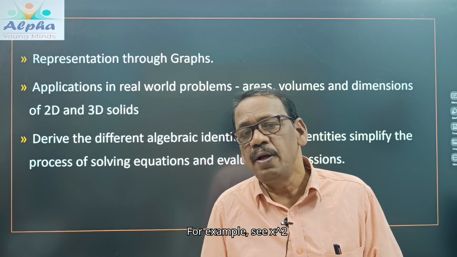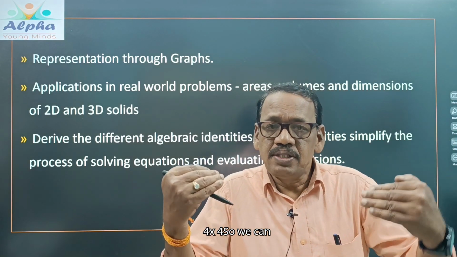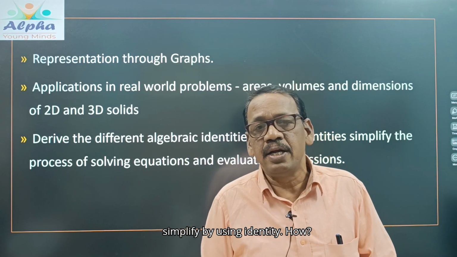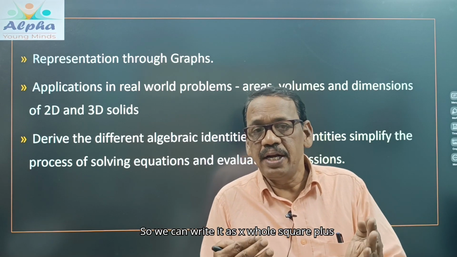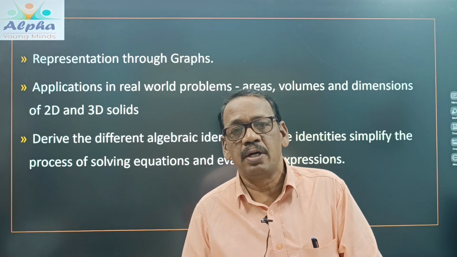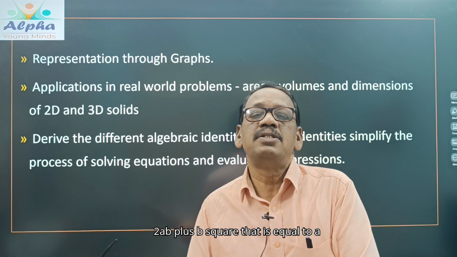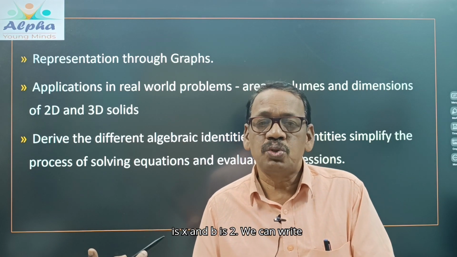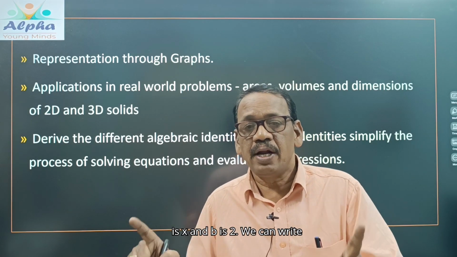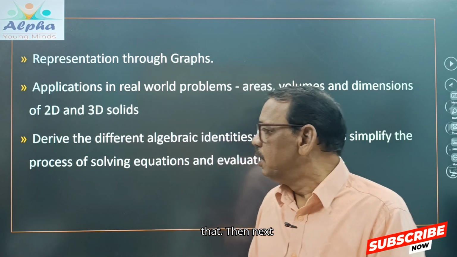For example, see x square plus 4x plus 4. So we can simplify by using identity. How? We can write it as x whole square plus 2 into x into 2 plus 2 square. See, it is in the form of a square plus 2ab plus b square. That is equal to, a is x and b is 2. We can write it as x plus 2 whole square. So like that.